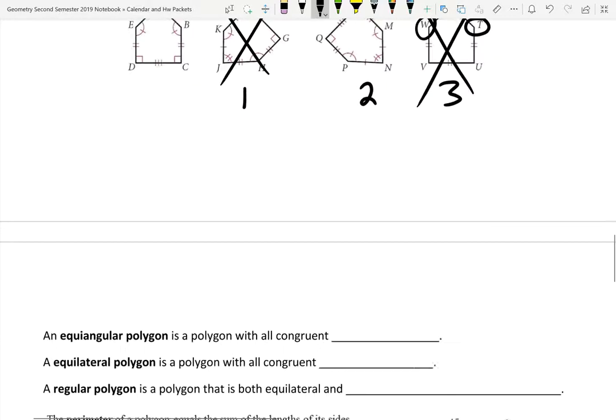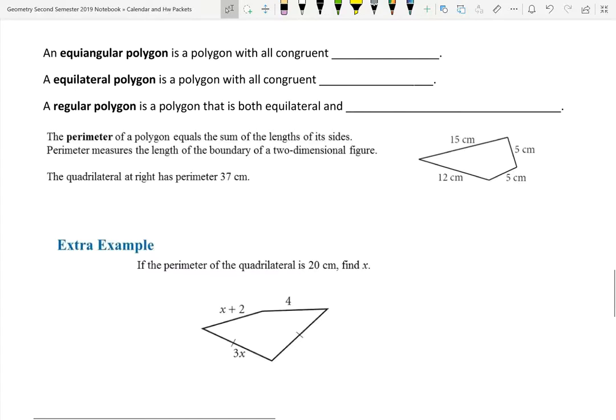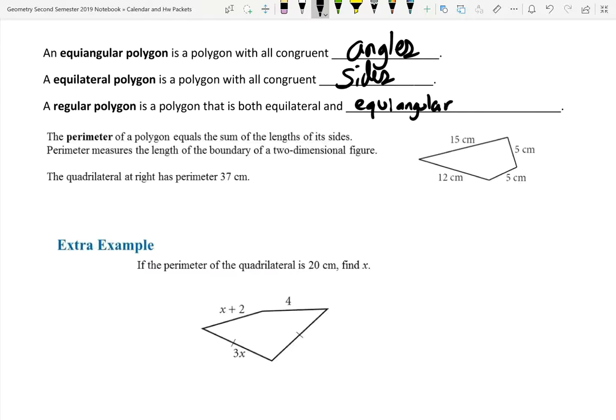Okay. Let's go over some new words. If I say a polygon is equiangular, it means it's a polygon with all congruent angles, kind of like it sounds. An equilateral polygon is a polygon with all congruent sides. A regular polygon is a polygon that is both equilateral and equiangular. So it has all equal sides and all equal angles.